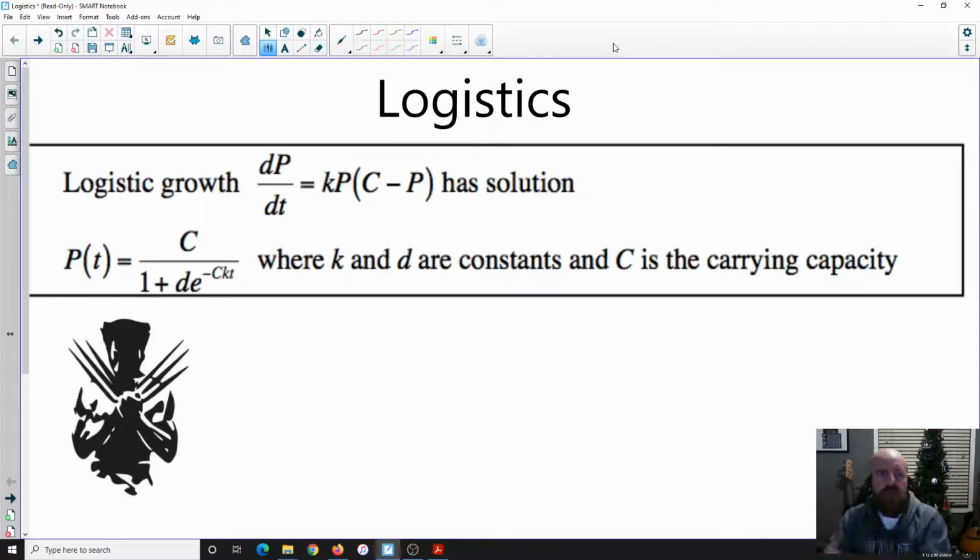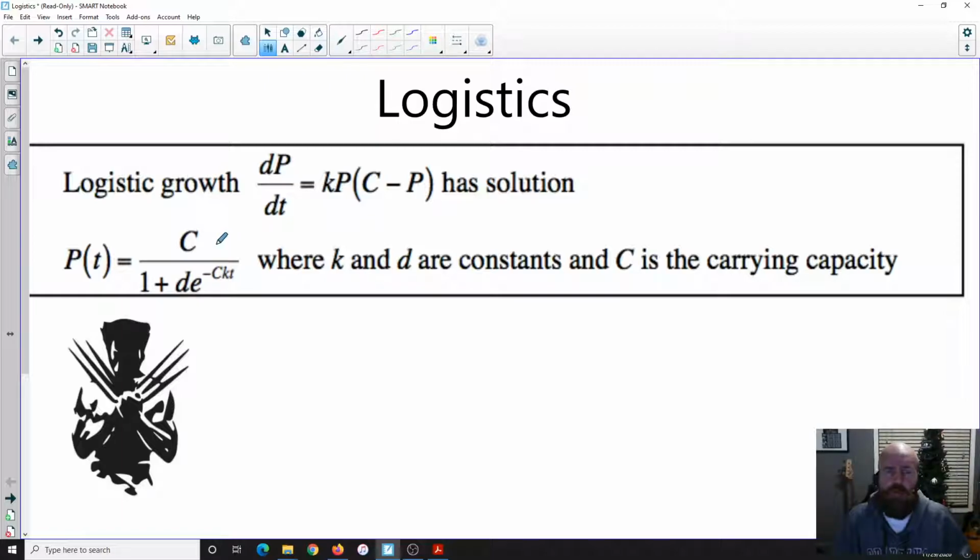So when we looked at exponential growth, we started with a differential equation, and then we solved the differential to get this equation for exponential growth. We have the same thing with logistics. So we're starting off with this differential equation. And if we were to go ahead and solve the differential, which I'll go through in another video, we would end up with this logistic growth model.